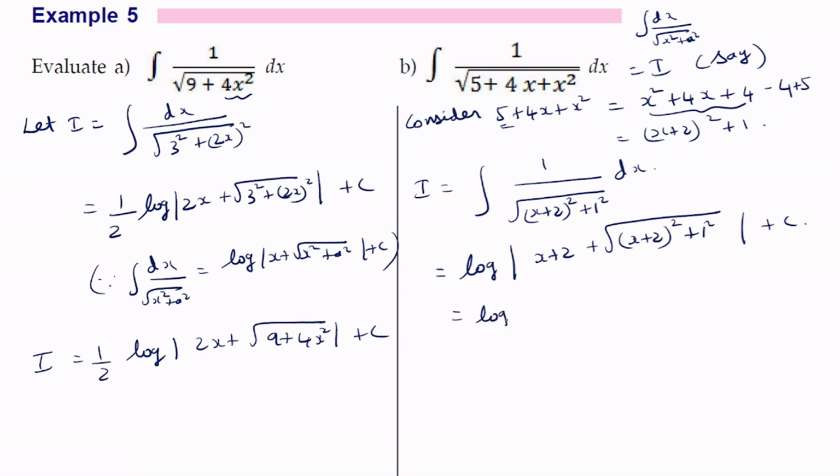So this is equal to log mod x plus 2 plus this root of x plus 2 the whole square plus 1 square is nothing but x square plus 4x plus 5. This is x square plus 4x plus 5 plus c. So this is the integral of this given function.